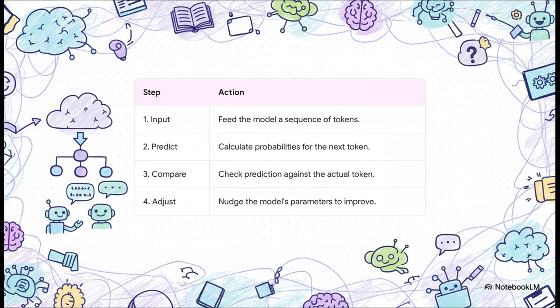Then, and this is the important part, it compares its guess to the actual next token from the real internet text. If it was wrong, it slightly adjusts its billions of internal parameters to try and make a better guess next time. And it does this trillions of times.